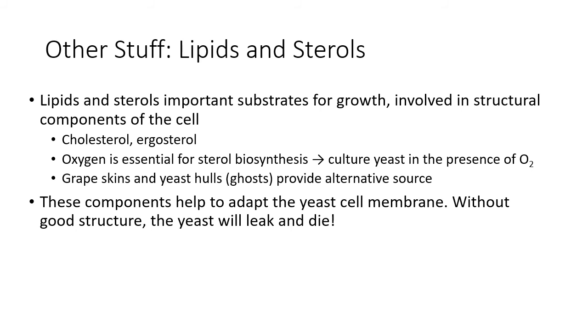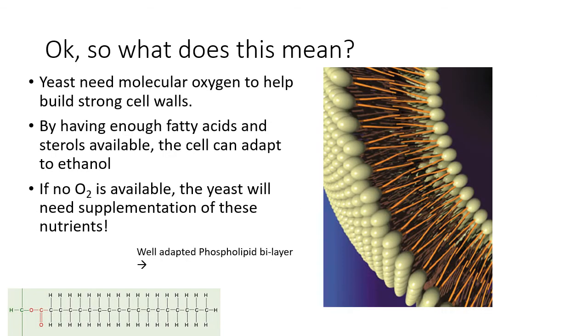The other thing we can do is add yeast hulls. Dead yeast have a lot of lipids and sterols in them, so adding dead yeast can be a functional way of helping those survival factors. This is important to know if you're going into a difficult fermentation environment. You want to make sure you give the yeast every opportunity you have. So a little bit of oxygen, some dead yeast. These are all great things that will help adapt that yeast cell membrane. Without good structures, the cells will leak and die.